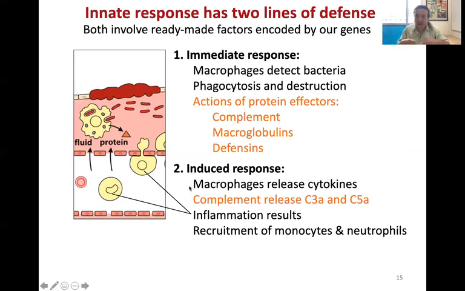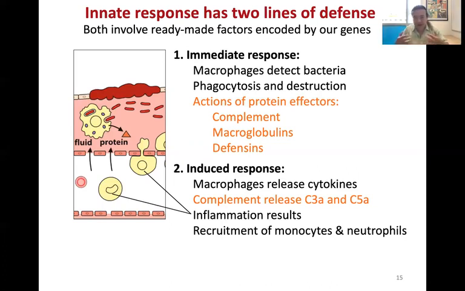So that's our induced response. Macrophages are releasing cytokine messages. These are the orange triangles, as they're eating bacteria or as they are detecting different components of bacteria. And these cytokine messages then call for the start of inflammation, which is a very important process that we will talk a lot about, so I'm just going to mention that now. You get inflammation in your skin. That's part of this induced response. It also helps recruit other cells like more monocytes and neutrophils to come and help out.